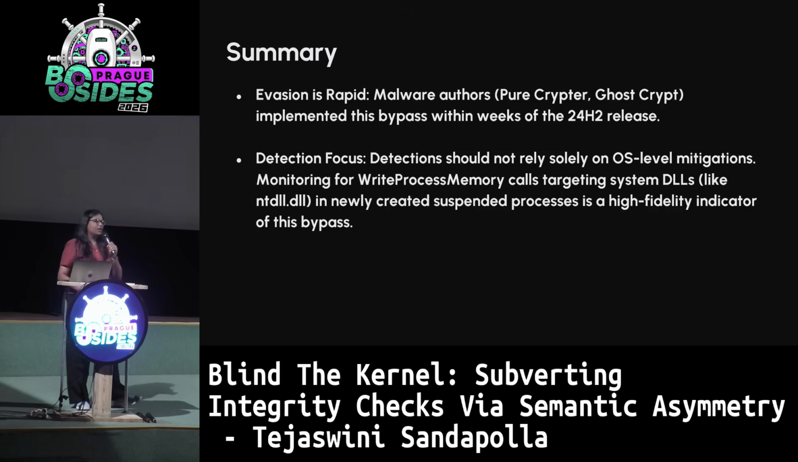Coming to the summary, evasion is rapid. Whenever Windows makes any changes, malware authors are also updating themselves. PureCryptor and GhostScript have already implemented this bypass just a few weeks after the 24H2 release. Then the detection focus: detection should not rely completely on OS level mitigation. You should even monitor important calls like write process memory if they are targeting system DLLs such as NTDLL, and that too on a newly created suspended process. So that's all about the summary.